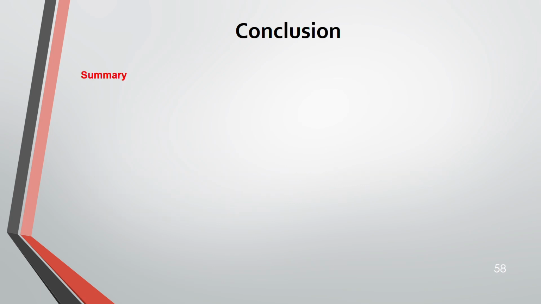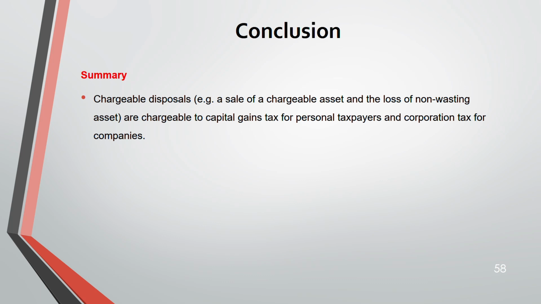So let us summarize the lecture. A chargeable disposal is when we are selling a chargeable asset, or when there's a loss of a non-wasting asset. So it is charged to capital gains tax. It is chargeable to capital gains tax for personal taxpayers, but companies pay corporation tax. For companies, their gains and their income are added together, and on that they pay corporation tax.